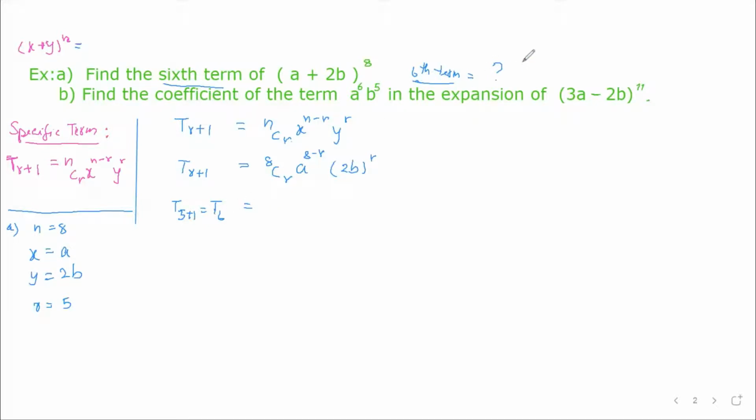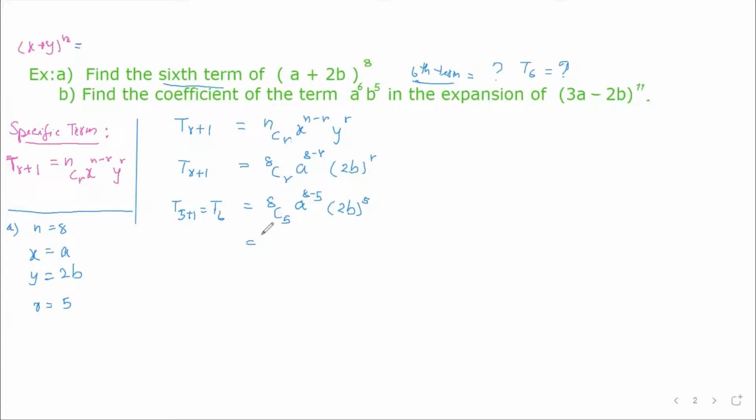This one means we have to get T6 equals, right? We have to find it. After this, we replace r with 5: 8C5, okay? And a, we already replaced there, so 8 minus 5, and then 2b power r equals 5, and then we simplify. After this, you simplify using a calculator.